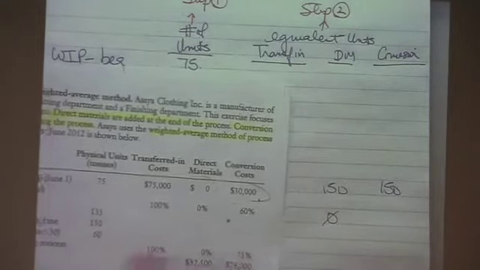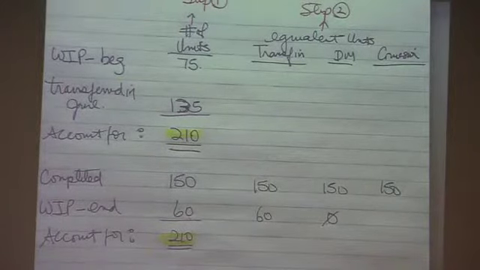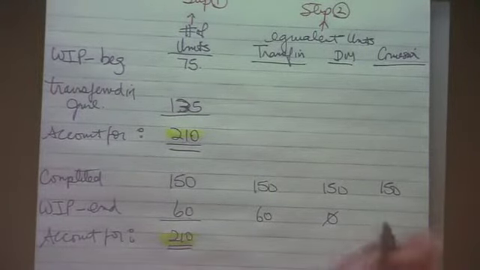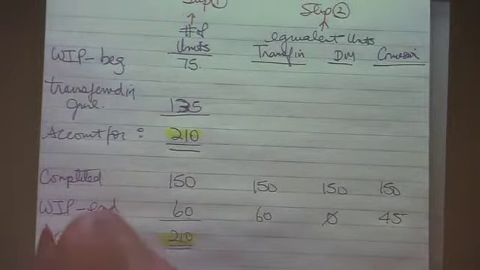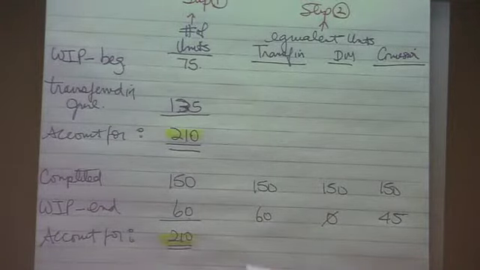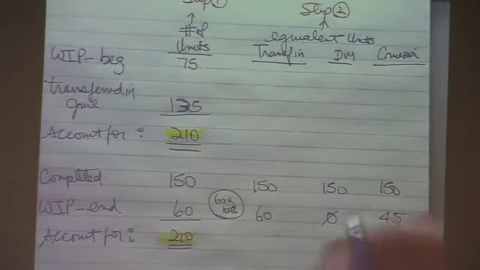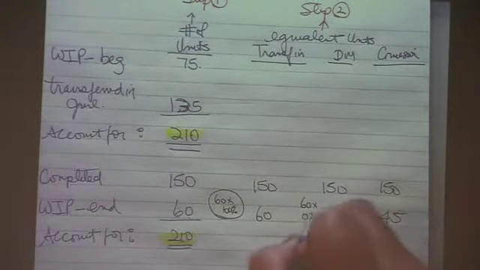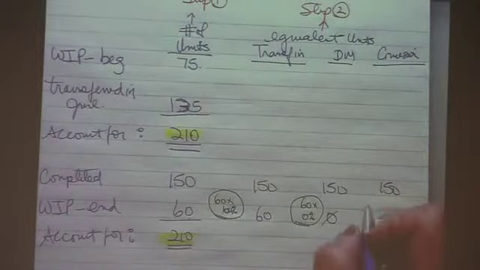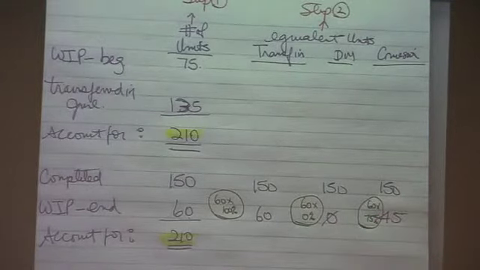And 75% of 60 is going to be 45 units. So let me just write this down. So 60, I'll write it down in black. So this is 60 times 100%, and this is 60 times 0%, and this is 60 times 75%. Just to show you how I got these numbers.